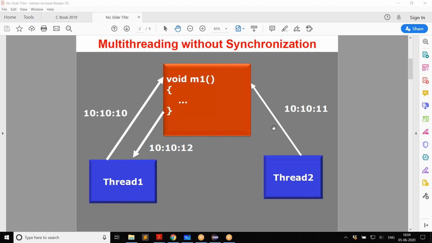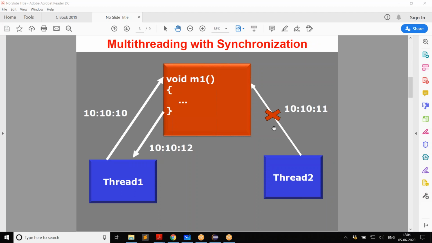Well, this is without synchronization. Two threads are trying to enter into the same method at the same time. So thread 1 entered into method M1 at 10:10:10, and before it completed, thread 2 also entered into the same method. Like this, when two threads enter into the same method at the same time, this could cause issues. So what kind of issue can it cause? We will see.